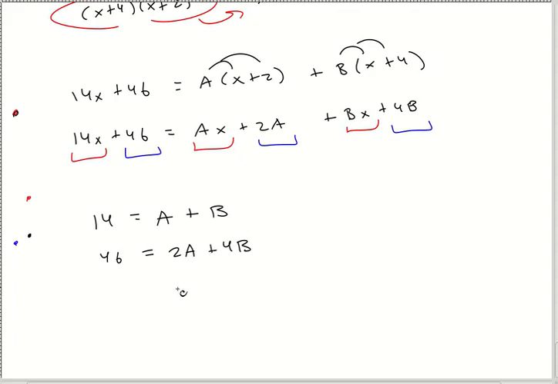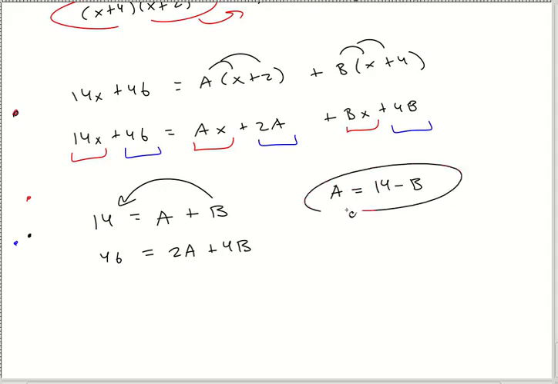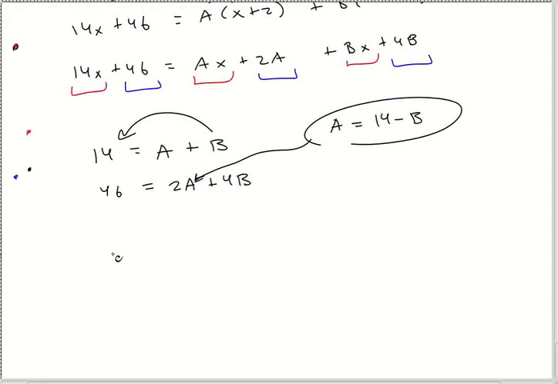Let's start solving. I don't got a really great way to do this besides just plugging it in, substitution or something. Let's move the b over. And so I got A is equal to 14 minus B. And then I'm going to plug it in right there into that A. So I got 46 is equal to 2 times 14 minus B plus 4 times B.